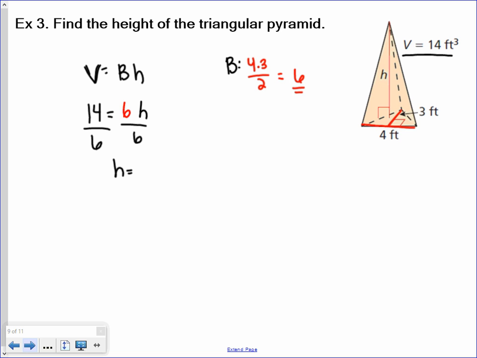And that's not going to be a whole number. That's okay. What do we get for our height? 14 divided by 6. Is anybody typing in 14 divided by 6, or are you trying to do it mentally in your head? I don't know. Brock? 2.3 feet. Good. So that's kind of like what we did on the front side of the 11.5 worksheet.